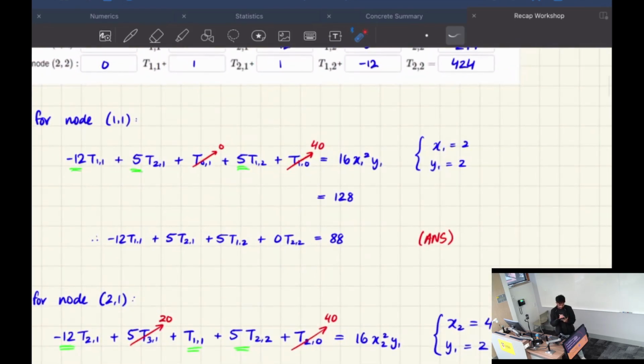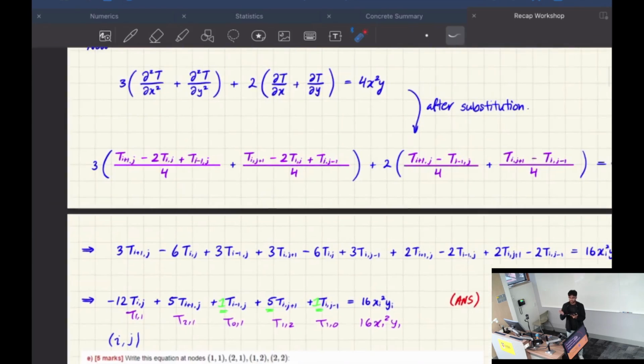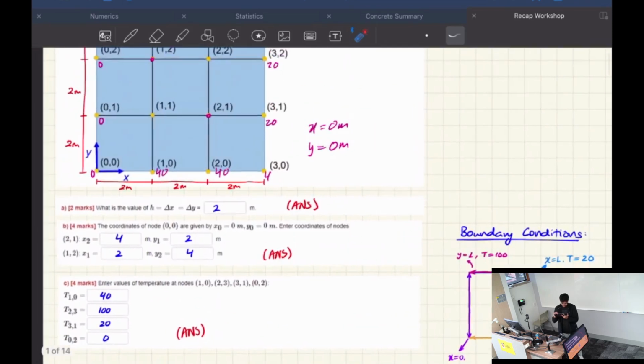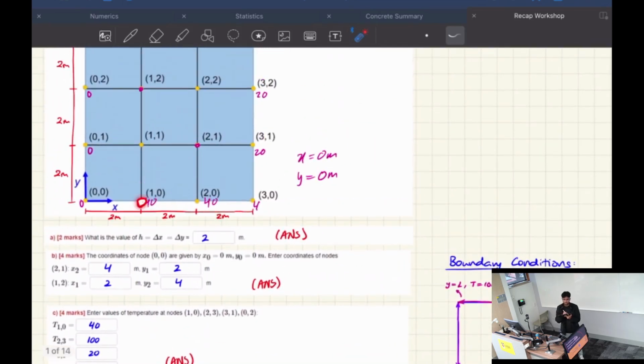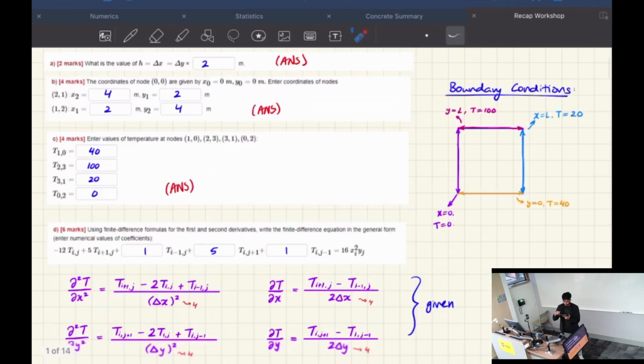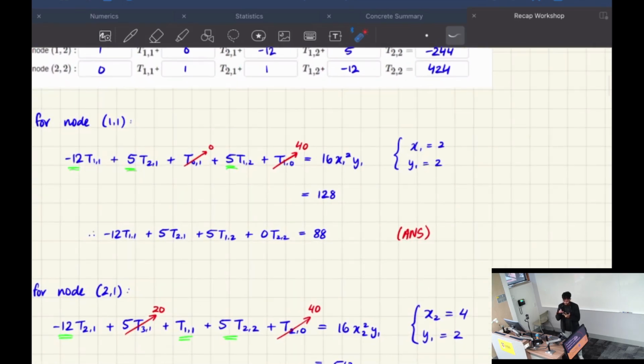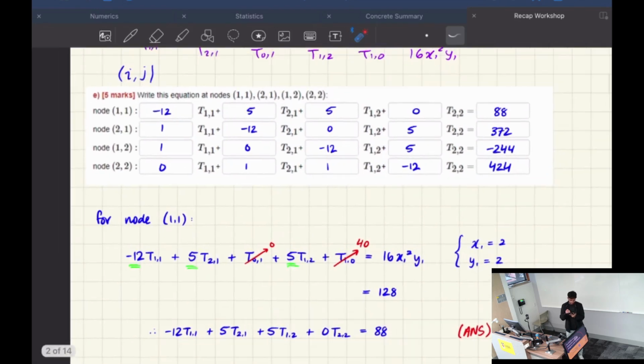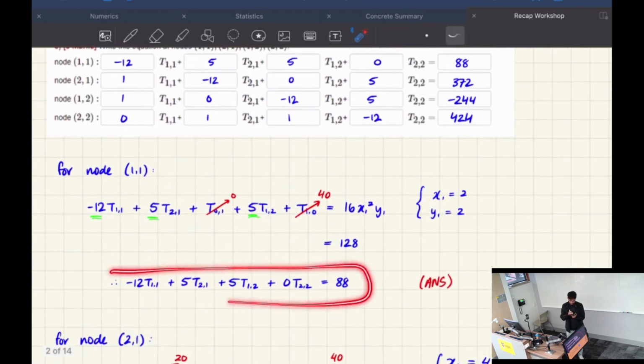Okay, so I've substituted these values in. We get 16 times 2 squared, which is 4, times 2. Overall, you get 128. But on the left-hand side, we also see that T of (1,0) is one of the boundary conditions. T of (1,0) lies over here, which is 40 degrees. So we can just bring the 40 to the other side, and we get 88. For the first part of part E, that is our answer.